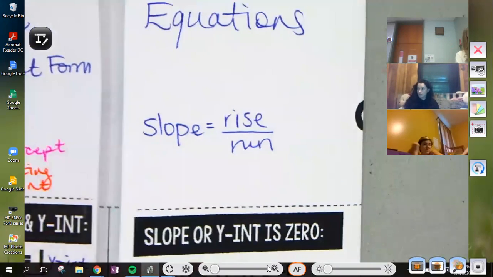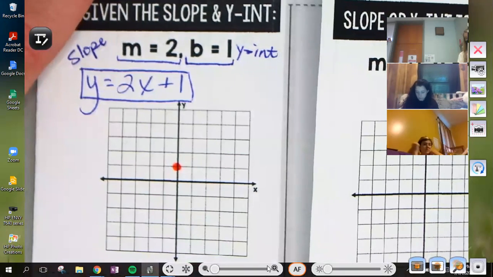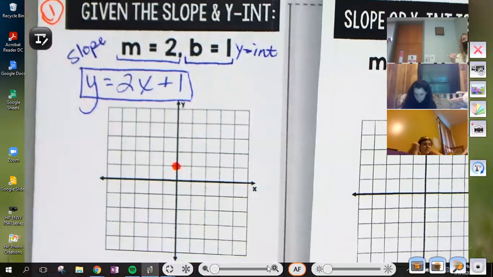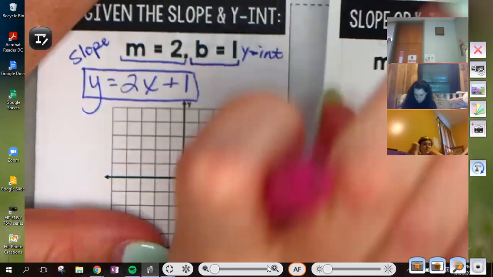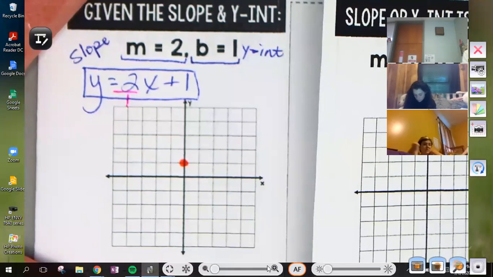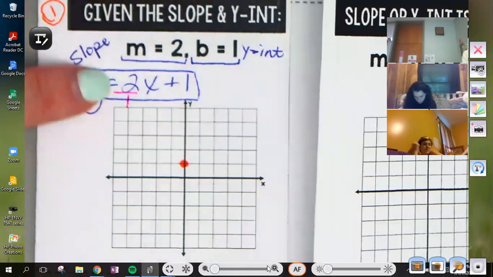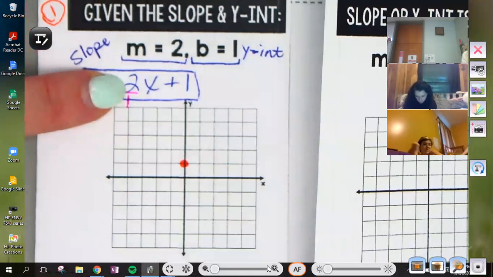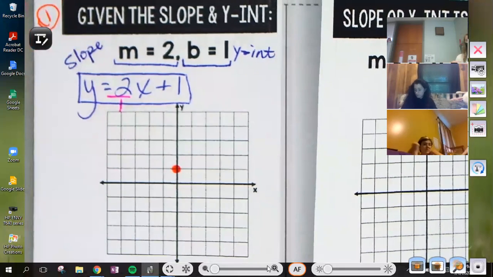Okay, so let's look at it. Do I have a fraction as my slope? No, I have a whole number, okay? But the slope is still the rise over the run. So anytime you have a whole number, just put 1 as your denominator. Because we know that a fraction is just a division problem, 2 divided by 1 is still 2, so it's not going to change your slope.